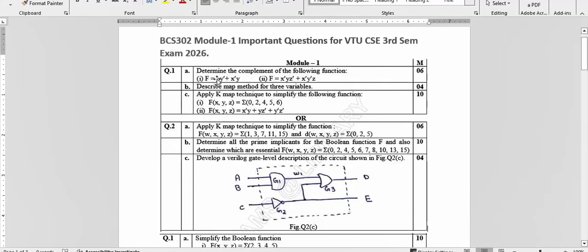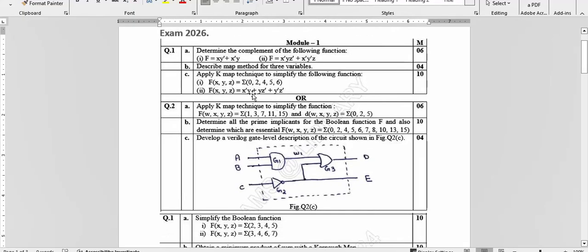So let's start with module 1. Here in the first question you can see, determine the complement of the following function. Two questions are asked, which is for 6 marks. And most importantly, you can observe that in every question they have asked a question related to K-map. So you can see here K-map which is for 10 marks. Similarly, in the OR option also K-map is asked.